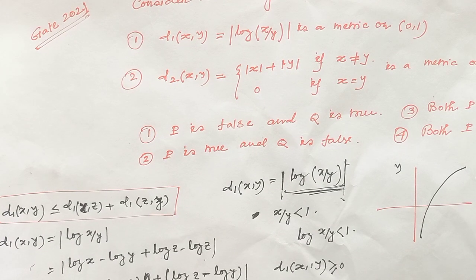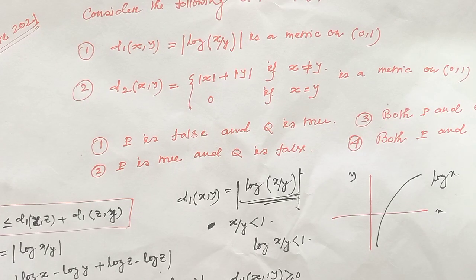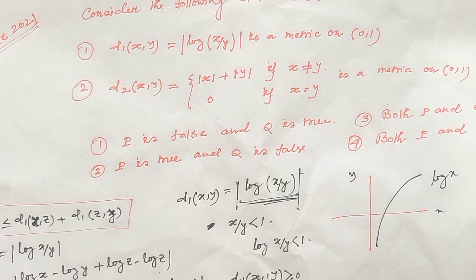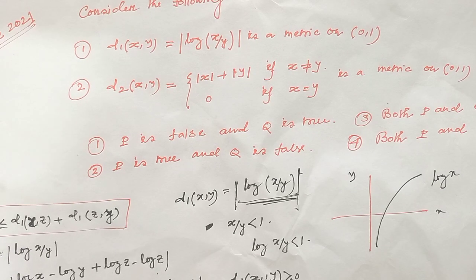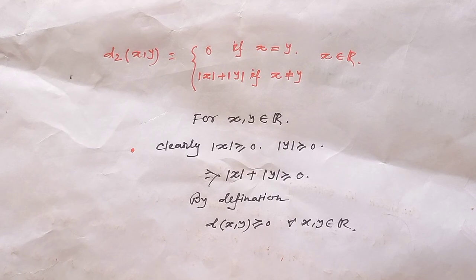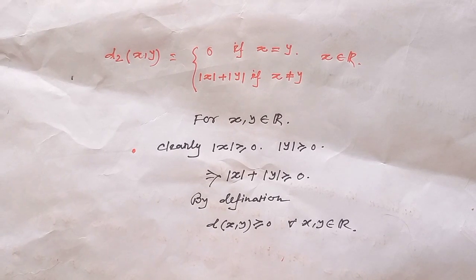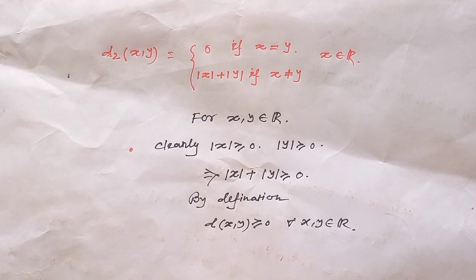Now, I will ask: is d2 a metric on the open interval (0,1), where d2 is defined as |x| + |y| if x is not equal to y and 0 if x equals y? Obviously, d2(x,y) is a metric, and this is very easy to prove. At first, try it on your own, then see my solution.